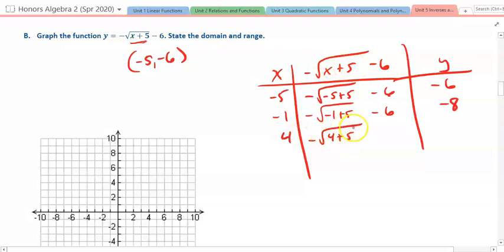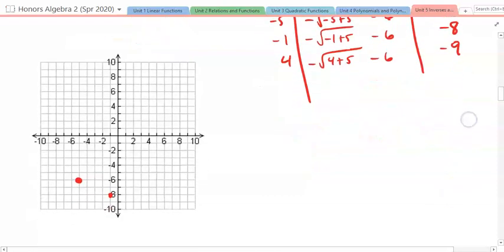The square root of that is 3. The negative out in front makes it negative. Minus 6, so negative 3 minus 6 is negative 9. And so I end up at 4, negative 9. Now there's one other point I could use. I could use negative 4, and we'll see just real quick what will happen there.